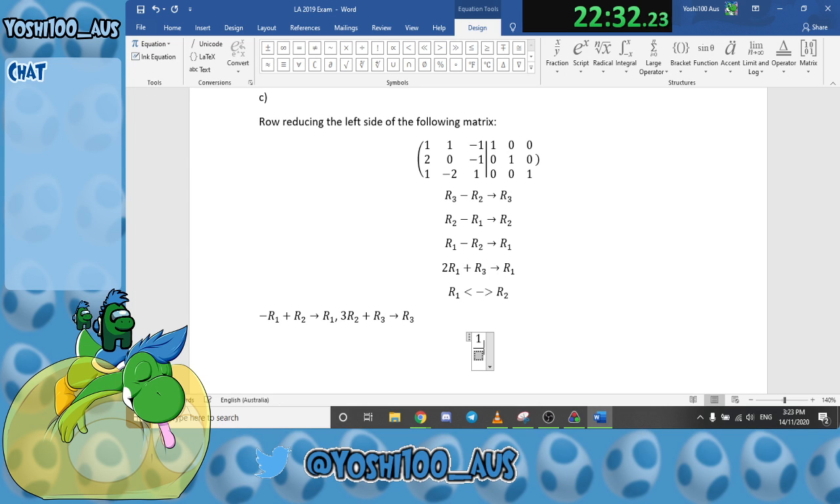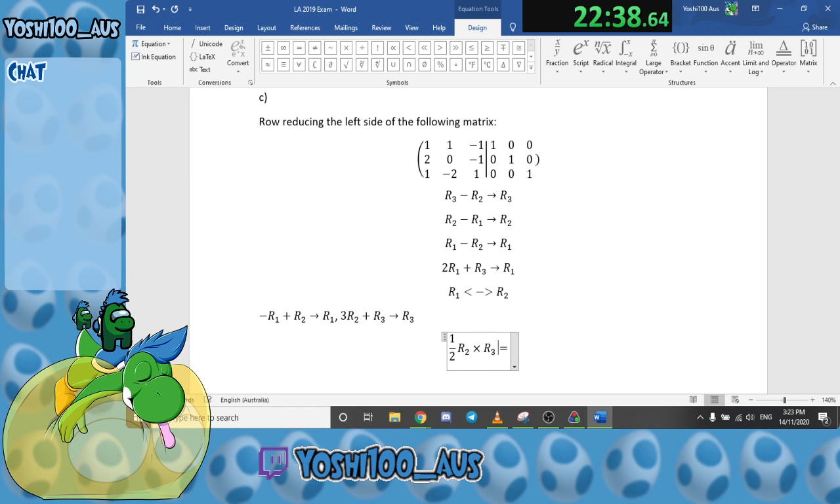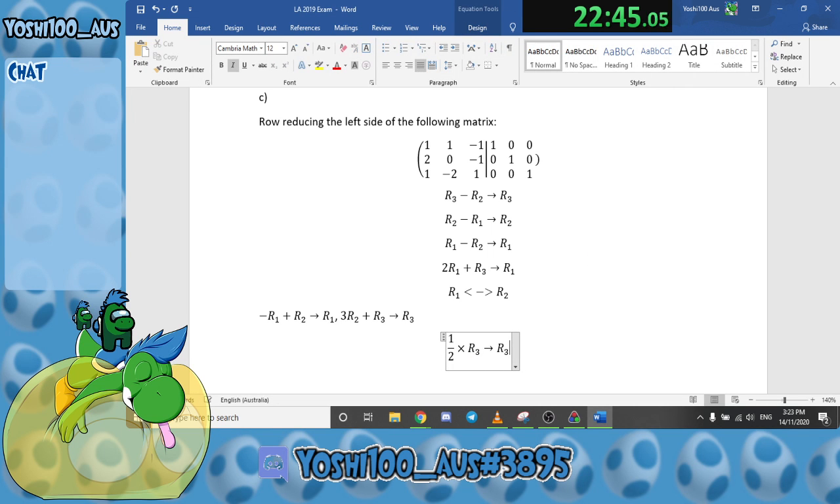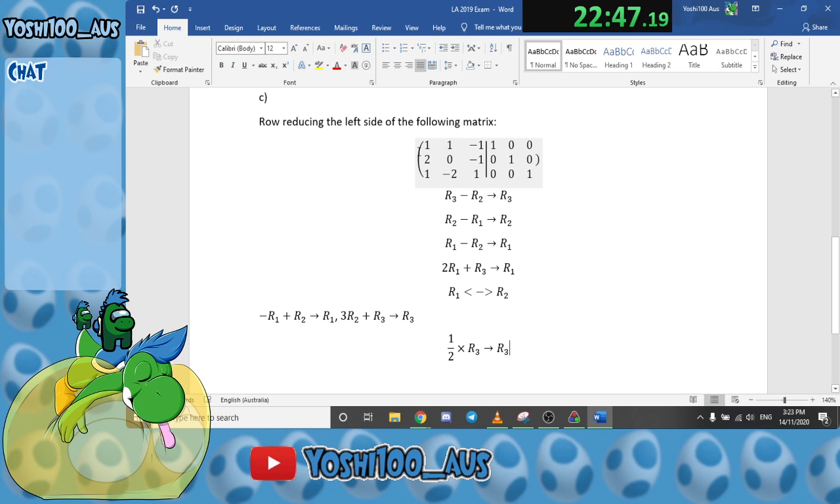Let's see here. A half times R3 equal. No. What? I'm looking at the wrong step. There we go. That will become R3. Right, so our final matrix.